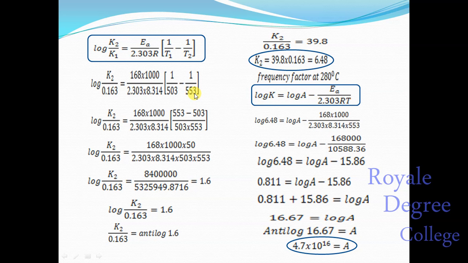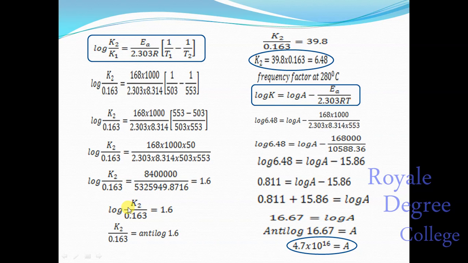Now in the next step, listen to this point very carefully. 553 into 1, 553; 503 into 1, 503; minus, then we are multiplying both the bases, 503 into 553. Rest of the things are as it is. Then in the next step, as we are subtracting here, 553 minus 503, you will get 50 as the difference. Rest of the things are as it is. Now we are multiplying 168 into 1000 into 50, so you will get this value, and the denominator values we are also multiplying, so we will get this value. Now we are dividing, so we will get 1.6.